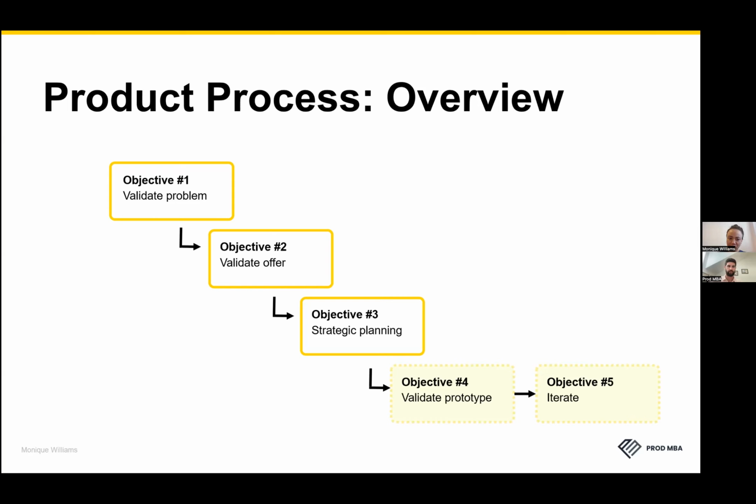As a product manager, you want to reduce risk and uncertainty all along this process while increasing that signal strength that you are moving in the right direction of developing the right product. And just to point out, I will focus on these first 3 objectives here today. So let's jump in with this first objective, validating the problem.